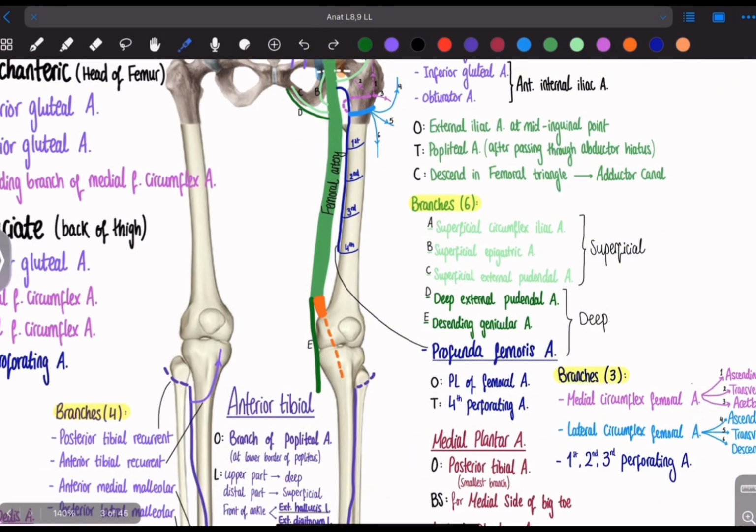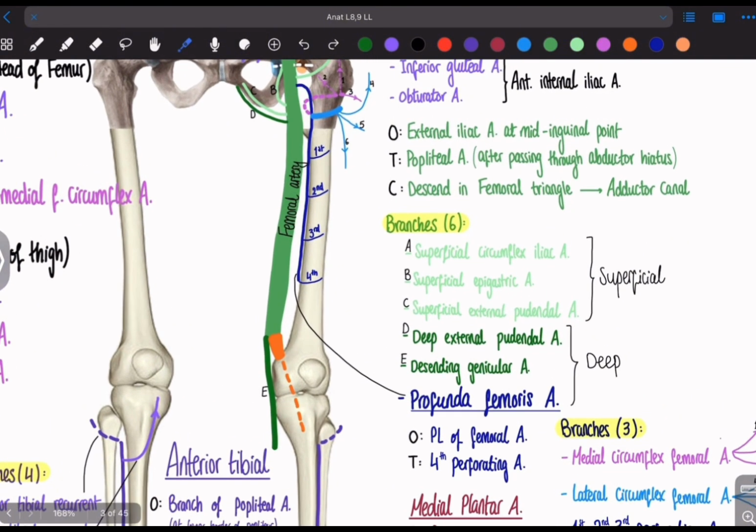Next, we're going to talk about the branches of the femoral artery. The femoral artery has 6 branches: 3 superficial branches and 3 deep branches. The superficial branches are all known as superficial, so the difference is the second name. So let's see the second name.